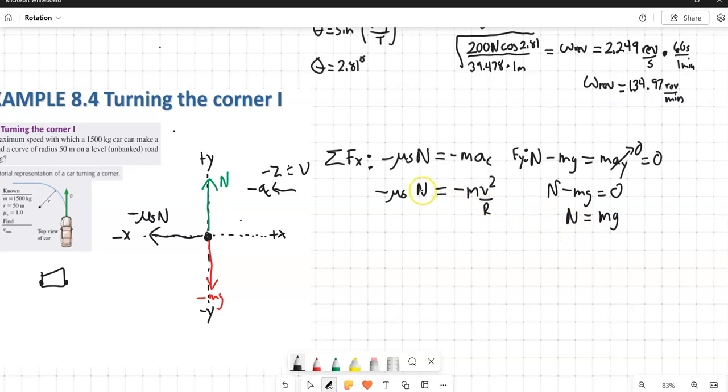We're going to replace the normal force over here with this. So I'm going to take this and I'm going to sneak it in right here. So negative mu sub s times mg equals negative mv squared divided by the radius. So the masses are going to cancel out. And what we're going to have left over here is this.